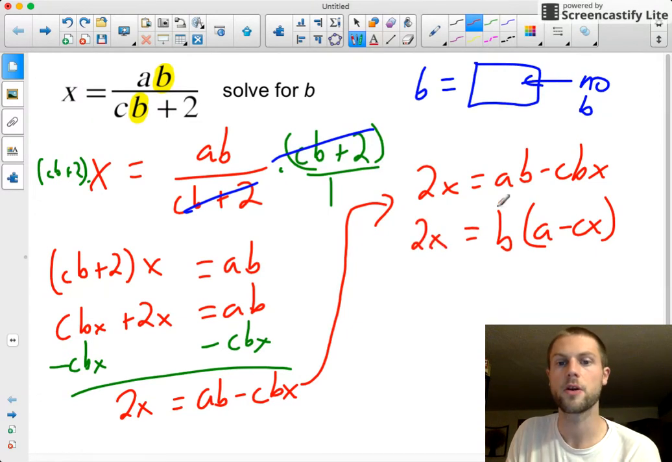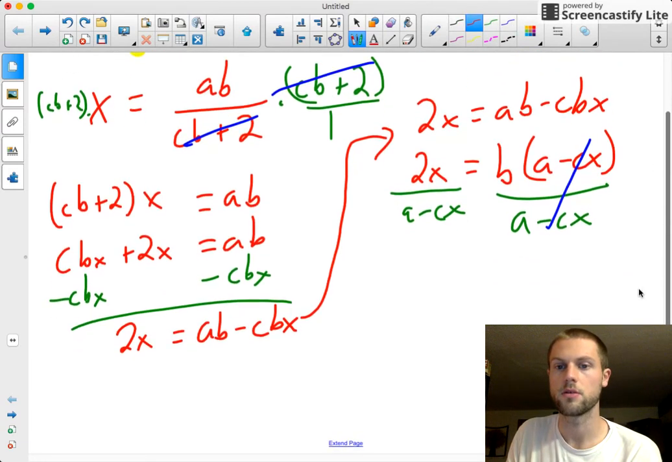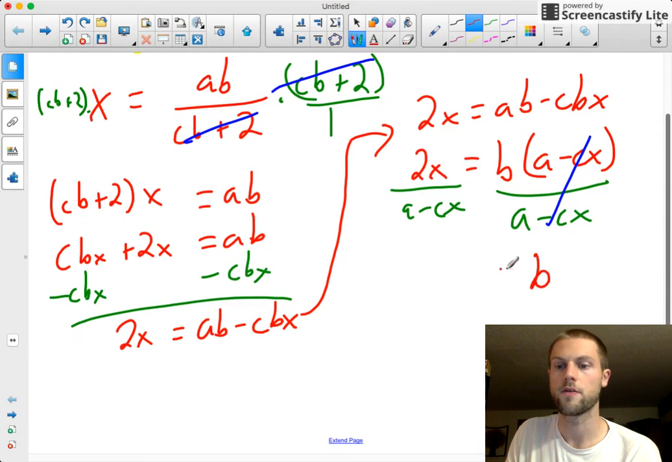All right, my final step here is to get this b by itself. I can divide both sides by an a minus cx, divide by an a minus cx. These a minus cx's, they're going to cancel. And now I have my b all by itself, and that's equal to 2x over a minus cx.